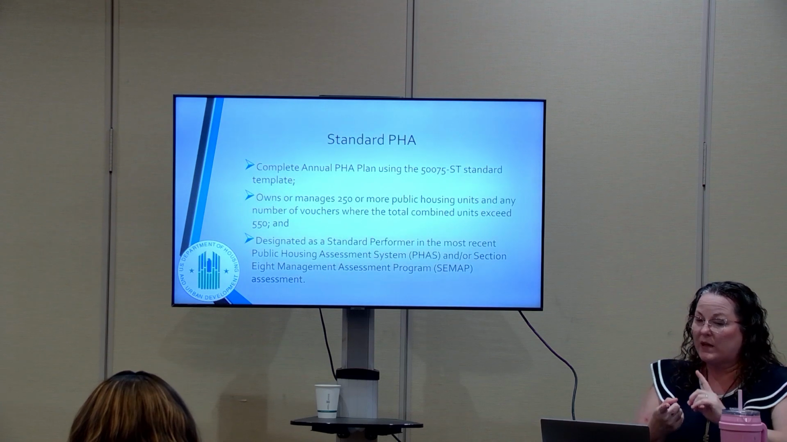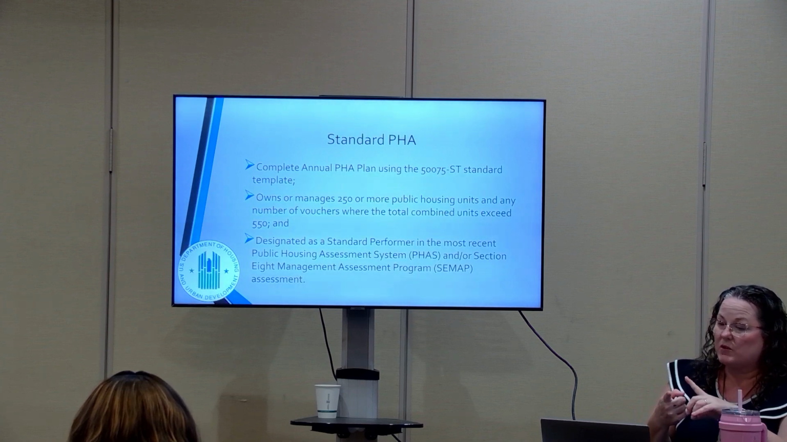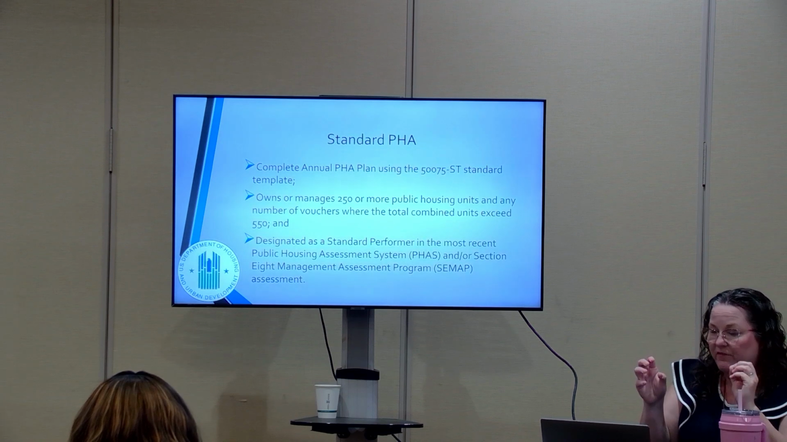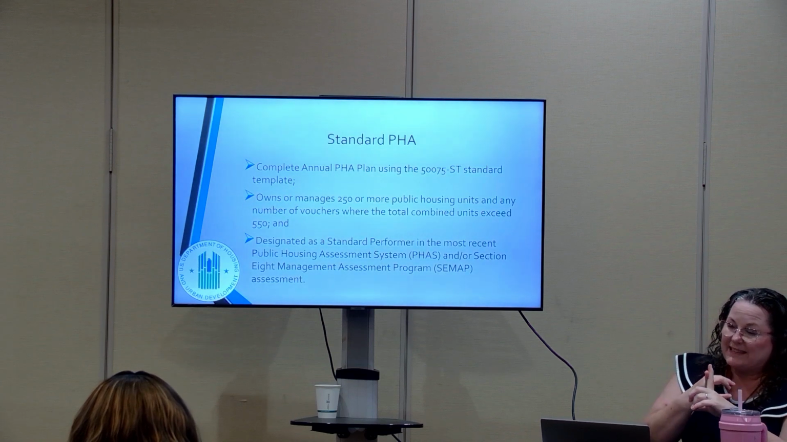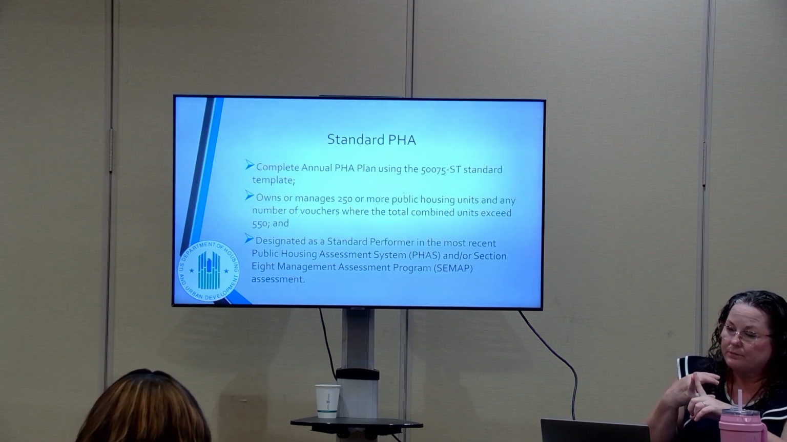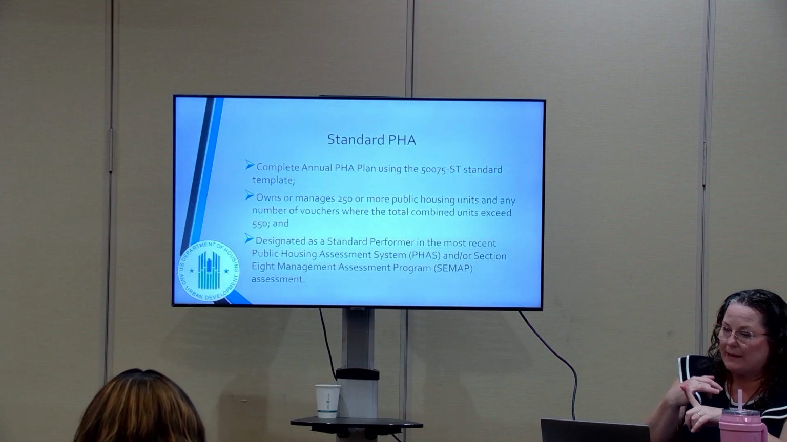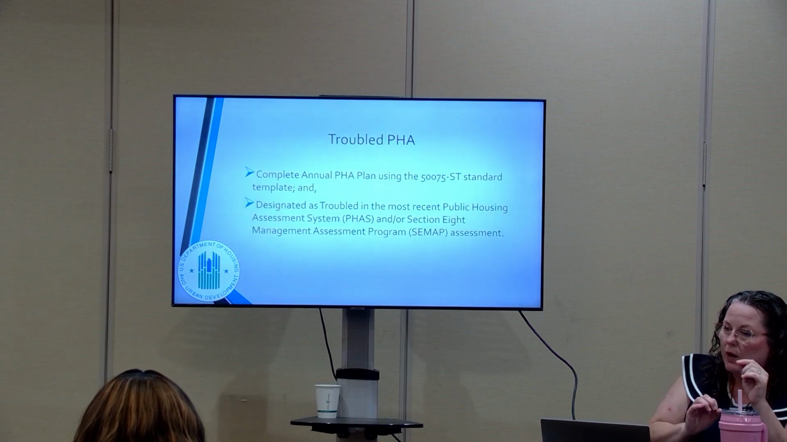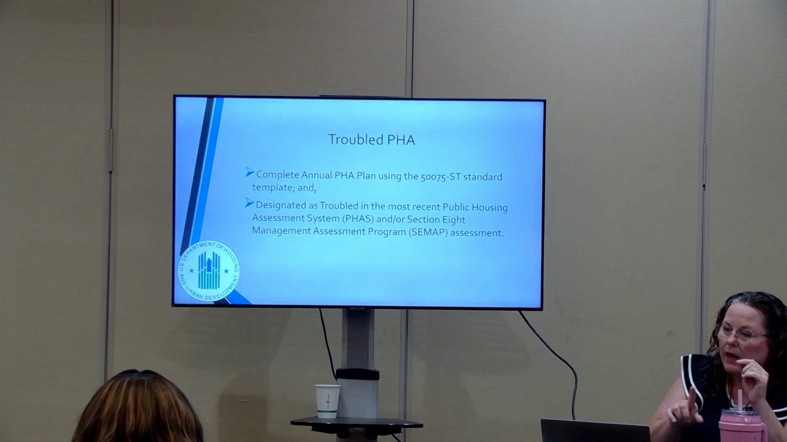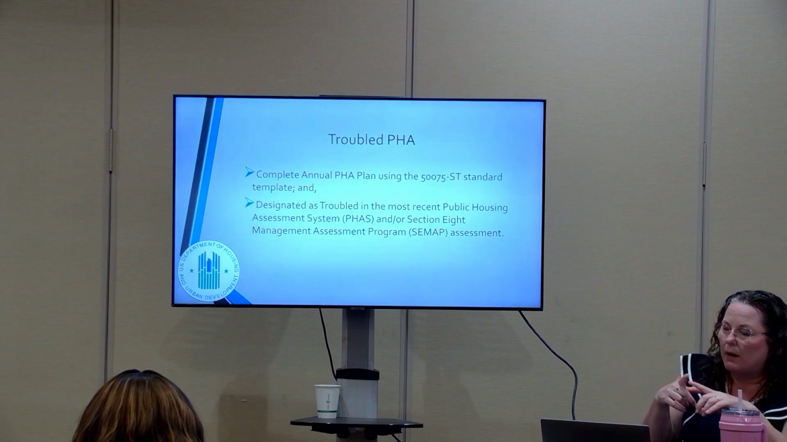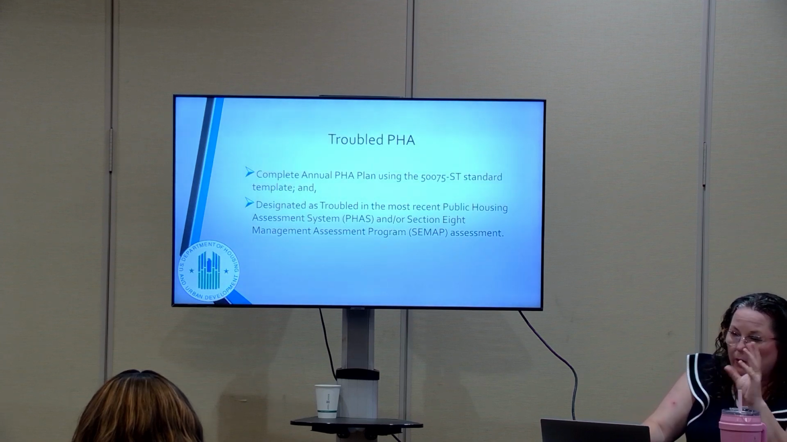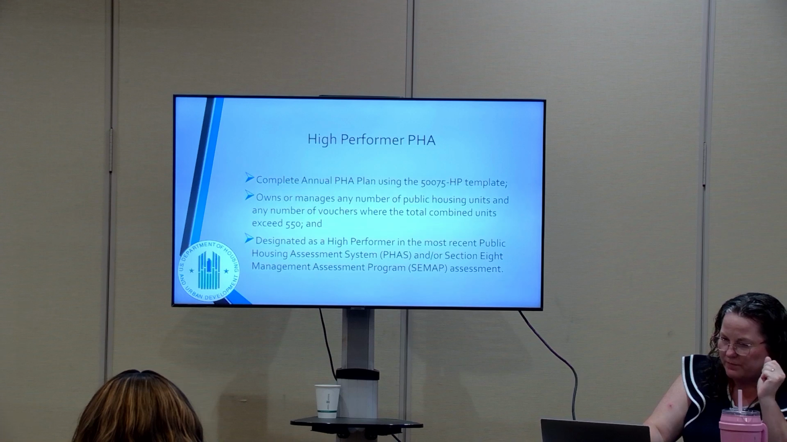So standard is going to be a PHA that has or manages 250 or more units and or combined more than 550, designated as standard in FAS or CMAP. So that's going to be your standard ones. Troubled, same template, and designated as troubled, either on the FAS or on CMAP, okay? So if you're troubled, you have to use that version.